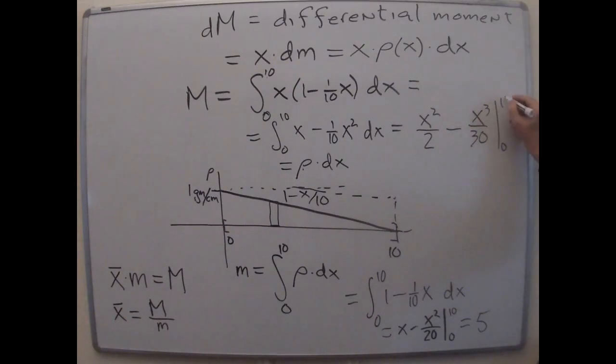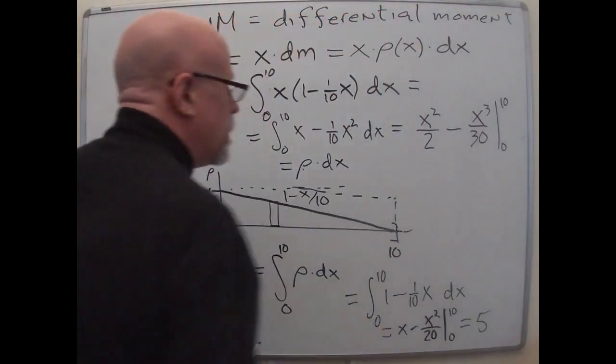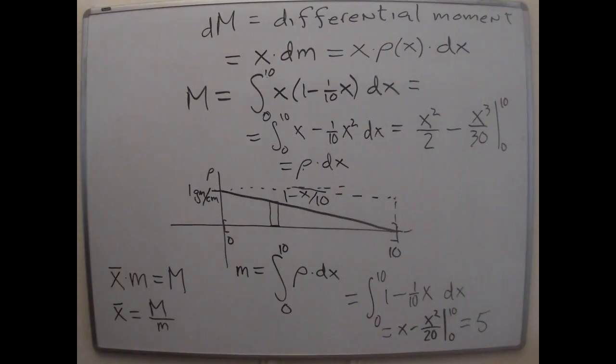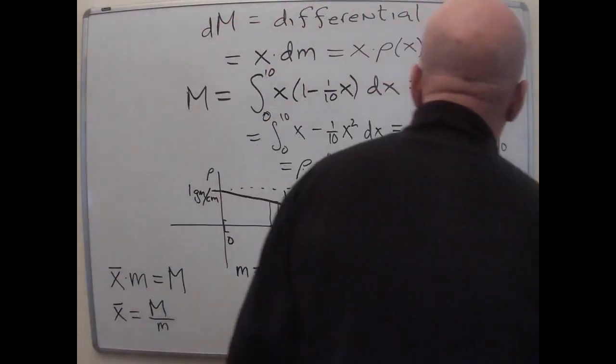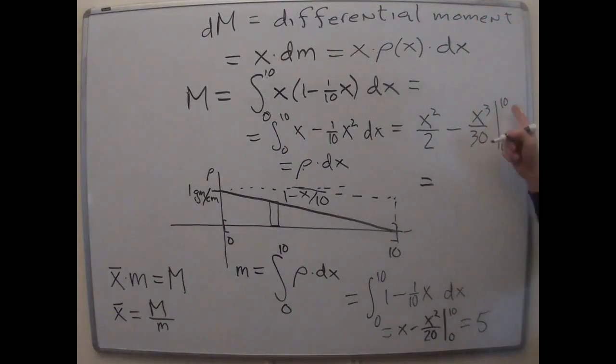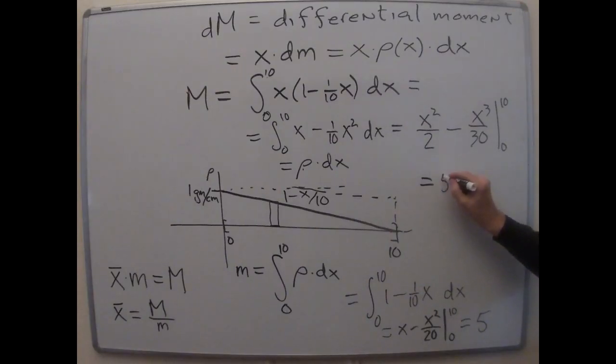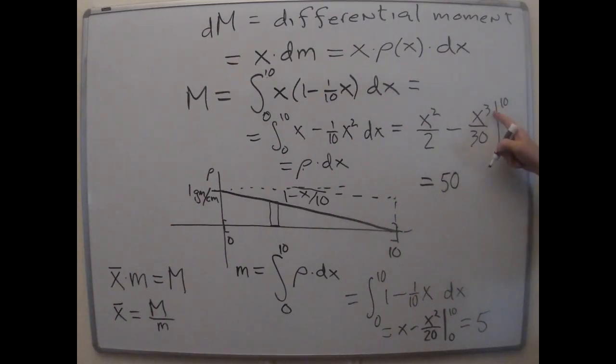Evaluate from 0 to 10. Now I'm wishing I had actually erased and started all over because I'm having trouble figuring out where to fit it in. Let's see if we can do it here. 10 squared over 2, that's 100 over 2, or that's 50. 1,000 over 30, that's like 100 over 3, that's 33.333. And the difference then is 16.6.